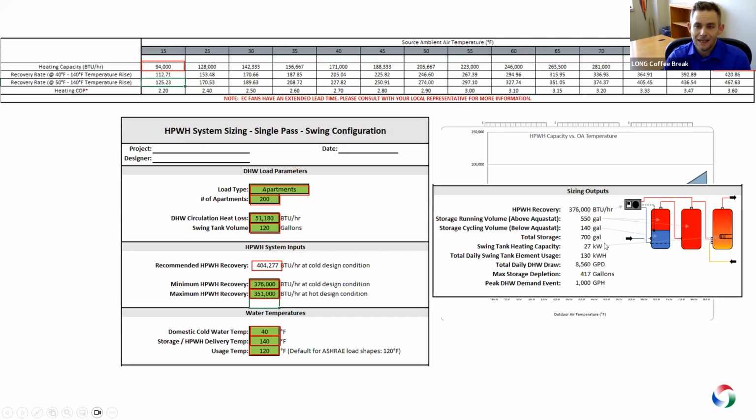My swing tank heating capacity, this was based on my recirc load demand of 27 kW. Could also be gas, we could convert that to gas. And then down here, based on our ASHRAE calculations, this is how much daily domestic hot water we're going to use for our apartment. And this is saying 1,000 gallons per hour peak demands.